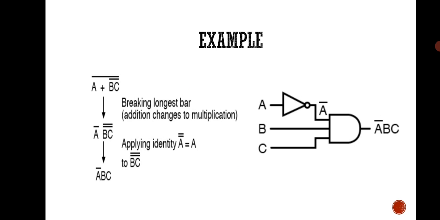Okay, so when we split these two terms separately, what will happen is A bar, the plus will become a dot, and BC bar double bar will happen. We know from the rules that two negations of any term will be equal to the term itself, right? So BC double bar will be cancelled and the final answer will be A bar BC. The explanation is given on the right side. You can go through it.